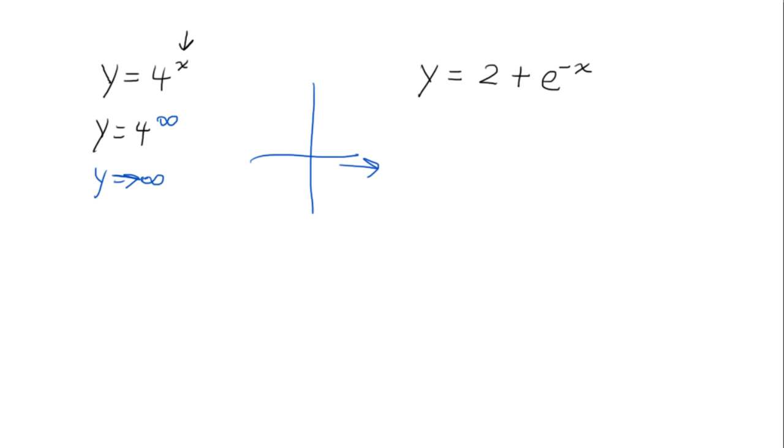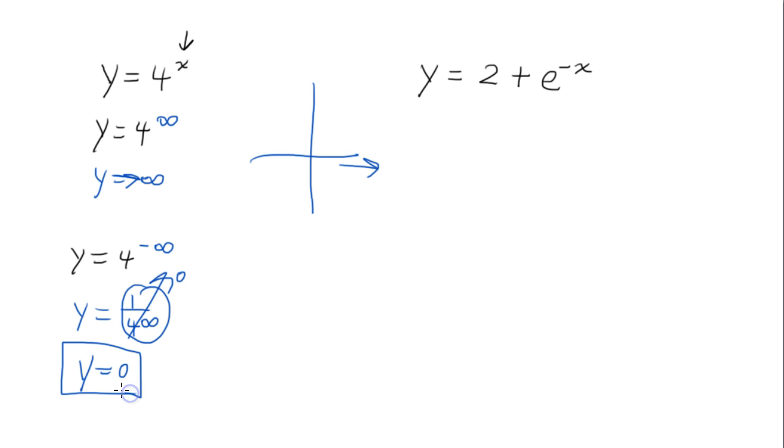But what if we go to the left? What if we have y equals 4 to the negative infinity? We'll put in negative infinity in for x. Well, that's like y equals 1 over 4 to the infinity by properties of negative exponents. Well, 1 over a very large number, that means the whole thing then would just go to 0. So y equals 0. And that is the horizontal asymptote, the one horizontal asymptote that we have for this equation.